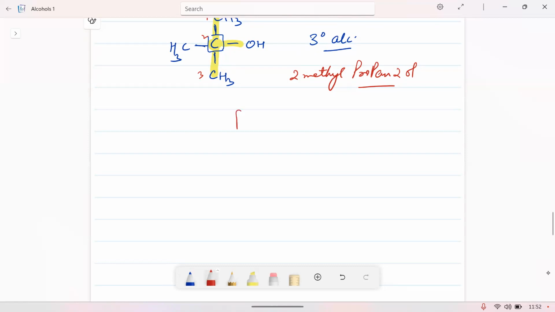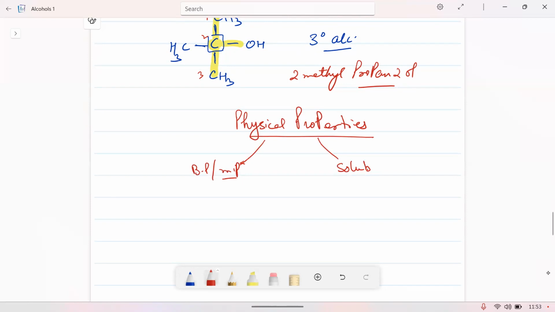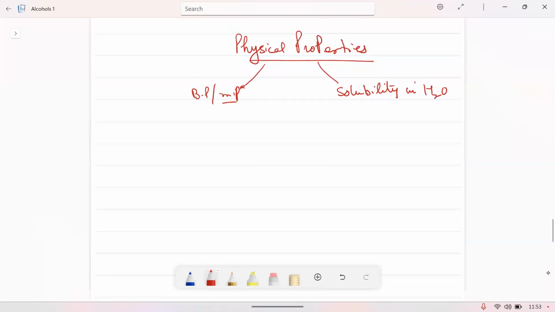Next move on to the physical properties. Now, when you talk about physical properties, the two main things that we are looking at are the boiling point or the melting point, if it's solid, and the solubility in water. These are the two things that we will be looking into in terms of the physical properties.